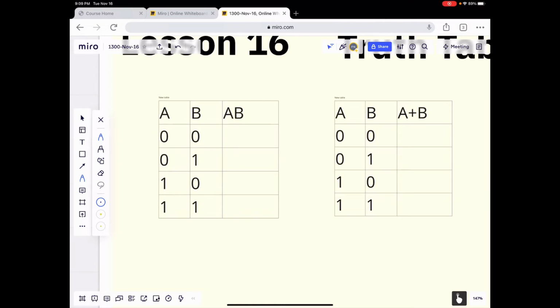In order to know how many possible outcomes, we follow the formula 2 to the n power. If n equals 2, that means you got 4 possible combinations, 2 squared equals 4. If you got 3 variables, 2 to the power of 3, you got 8 possible combinations. And if you have 4 variables, A, B, C, D, then you have 16 possible combinations.